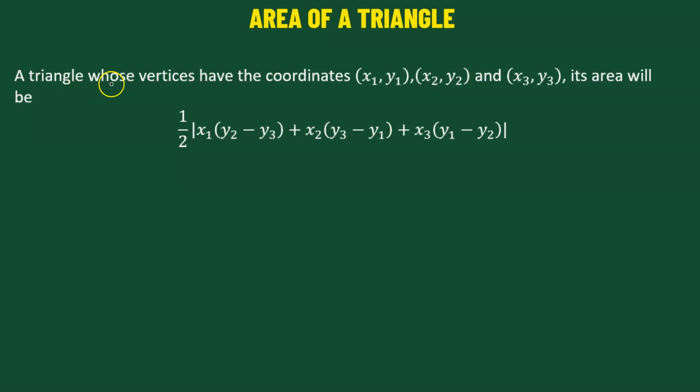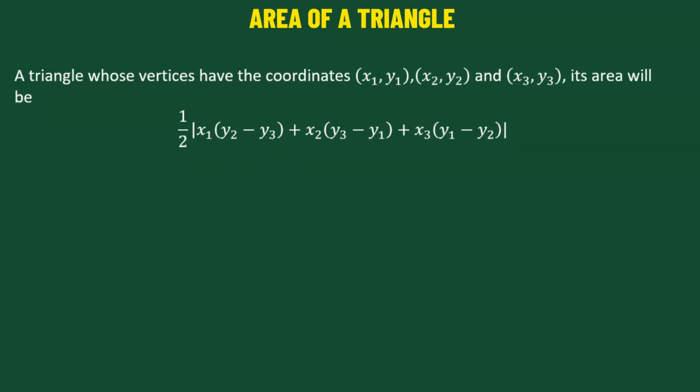Let us suppose we have a triangle whose vertices have the coordinates (x1, y1), (x2, y2) and (x3, y3). Then the area of this triangle will be given by this formula, where we multiply half by the absolute value of x1 times (y2 minus y3) plus x2 times (y3 minus y1) plus x3 times (y1 minus y2). We'll try to derive this particular formula.